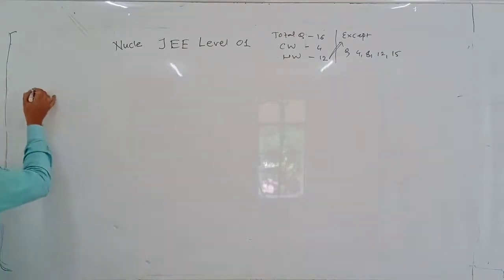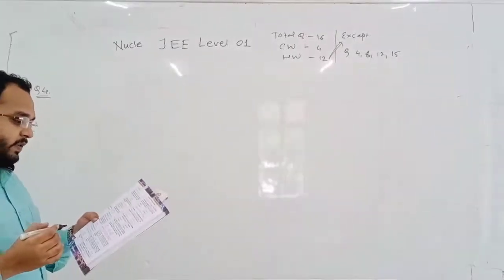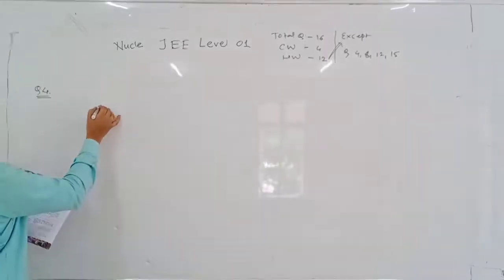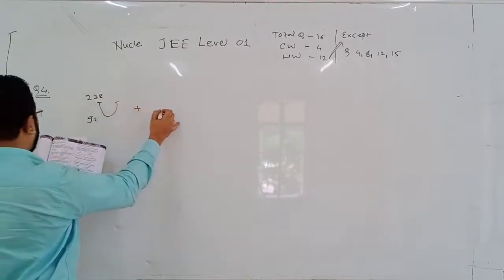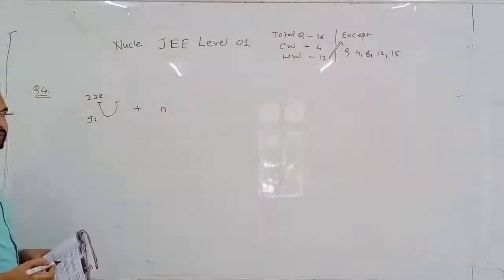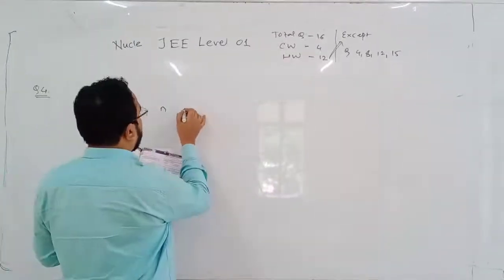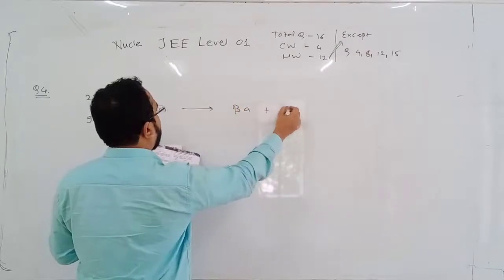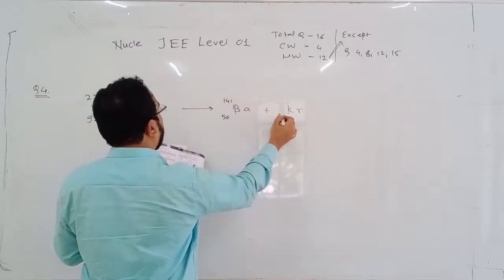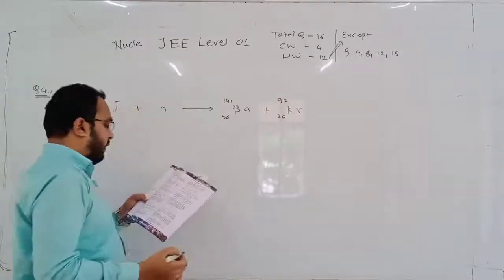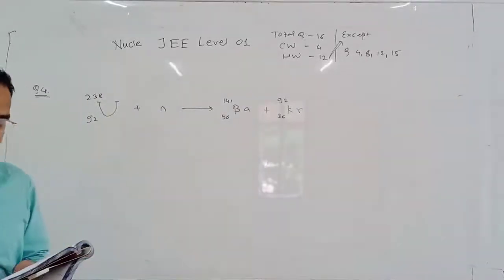Now question number 4. A slow neutron strikes a nucleus of uranium 92, 238, splitting it into lighter nuclei of barium and krypton. Barium 56, 141, and krypton 36, 92. The energy released in this reaction is. What is the energy released in this reaction? This is asked. Now, what are the things given?